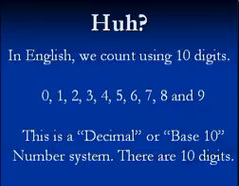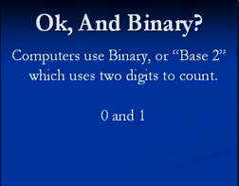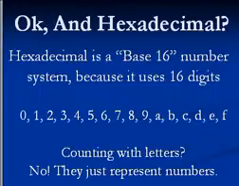So that sounds a bit confusing. Well, in English we count using 10 digits: 0, 1, 2, 3, 4, 5, 6, 7, 8 and 9. This is decimal or base 10 number system because there are 10 digits. In binary, which is what computers use and is a base 2 number system, there are 2 digits to count with, 0 and 1. And in hexadecimal, which is base 16, there are 16 digits to count with.